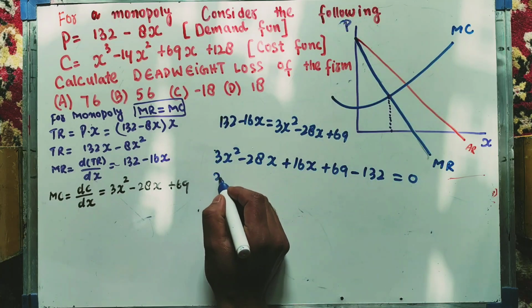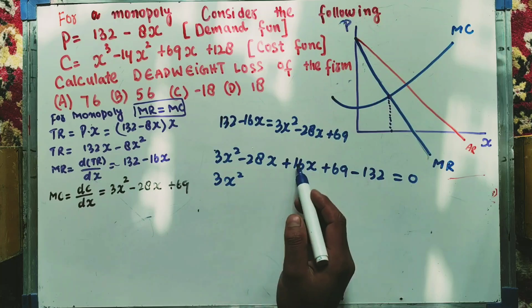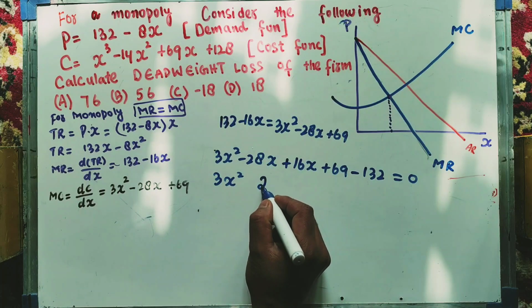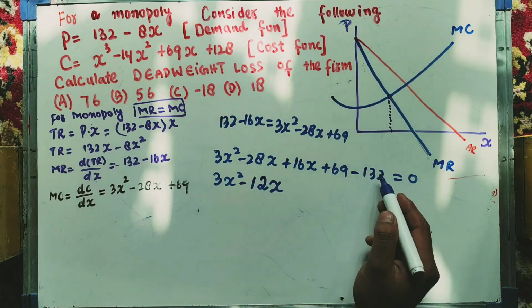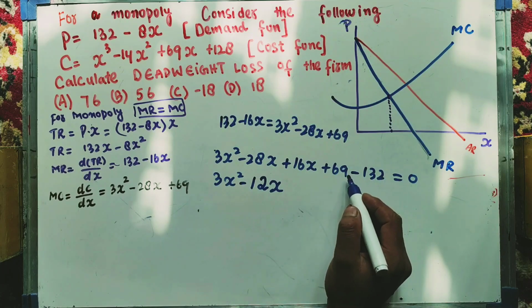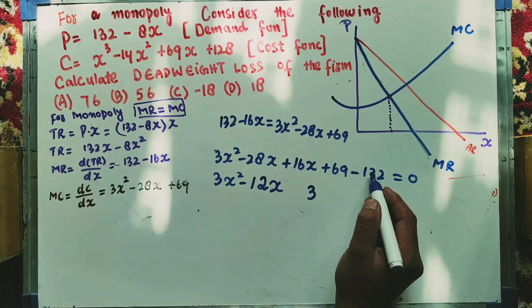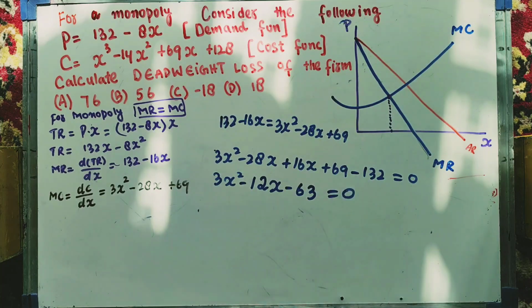Solving further, we will get 3x square. So we have 28 minus 16, which is 12, so we'll get here negative 12x. Now we have 132 minus 69, which is 63, so we'll get negative 63. And we set it equal to 0. So this is our quadratic equation.